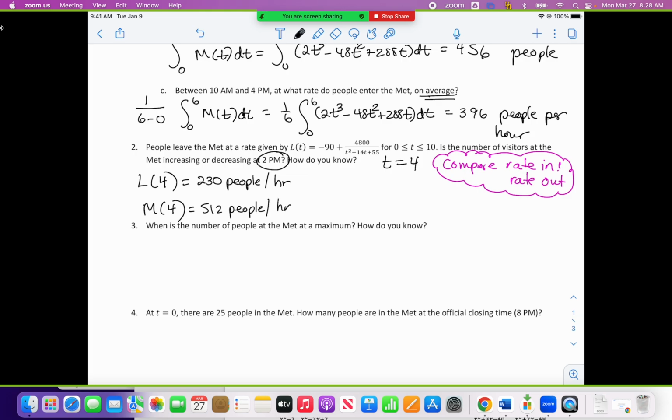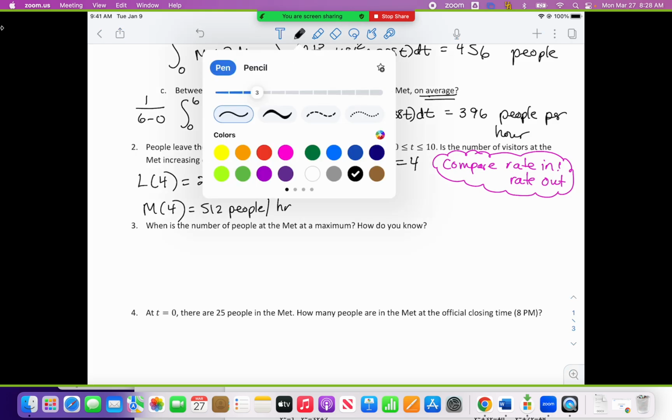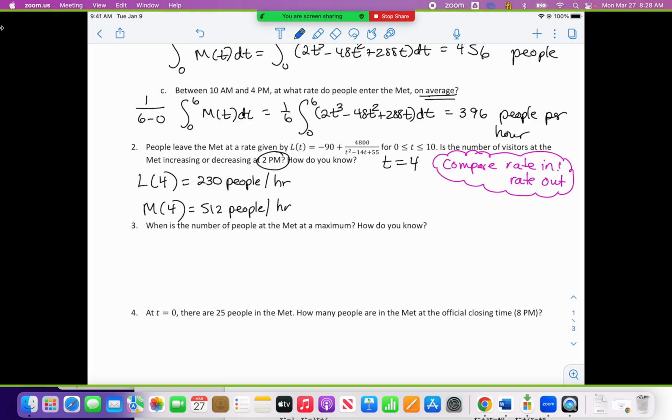All right, for leaving, I had 230 people per hour, and M of 4, people entering, is 512 people per hour. So then what would you say? Yeah, Ryan? I have a question.